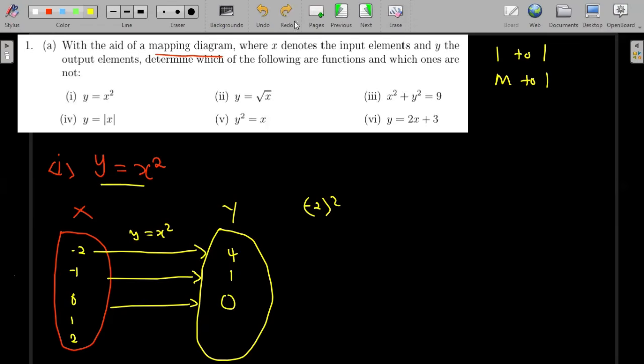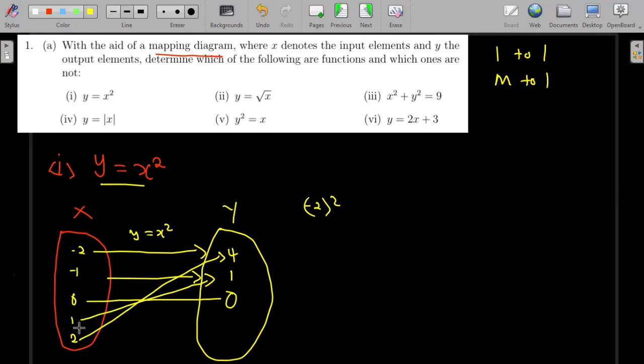So this 0, let me show this properly. This 0 was being mapped to what? To a 0. So it's like this. And then 1 is being mapped to 1 again. And then 2, if I put 2 there, it will be mapped to that 4 again.